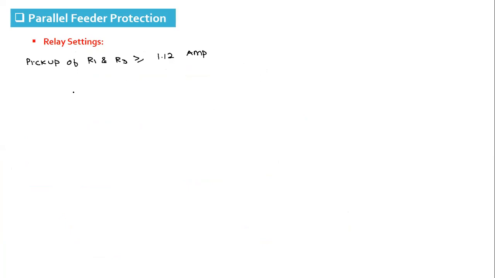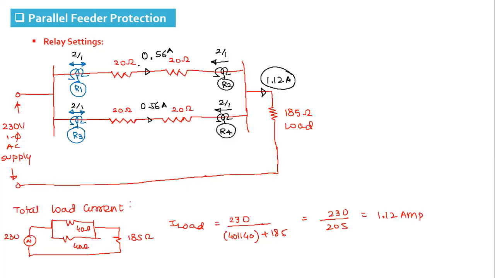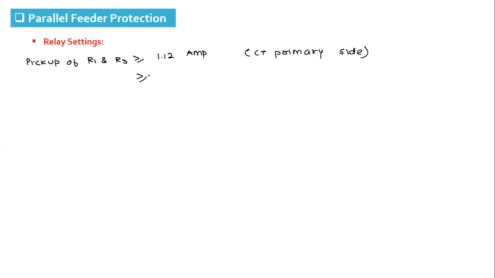This is how the pickup setting will be done. This is from the CT primary side. You can see this is 1.12 ampere. Now we want to convert it to the secondary side, so as percentage on the CT primary side, divide by the CT ratio, that is 2/1, and convert it into percentage.